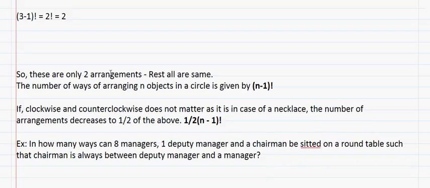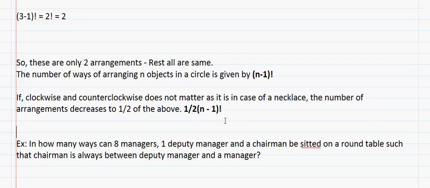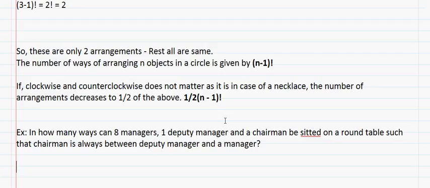I hope that you are clear about it. As far as the exam point of view is concerned, they are not that important. I didn't find any question in a CSAT or a bank PO kind of scenario, so I would say they are not that important. But nevertheless, let's do two questions on it, which says, in how many ways can 8 managers, 1 deputy manager, and a chairman be seated on a round table such that the chairman is always between a deputy manager and a manager?